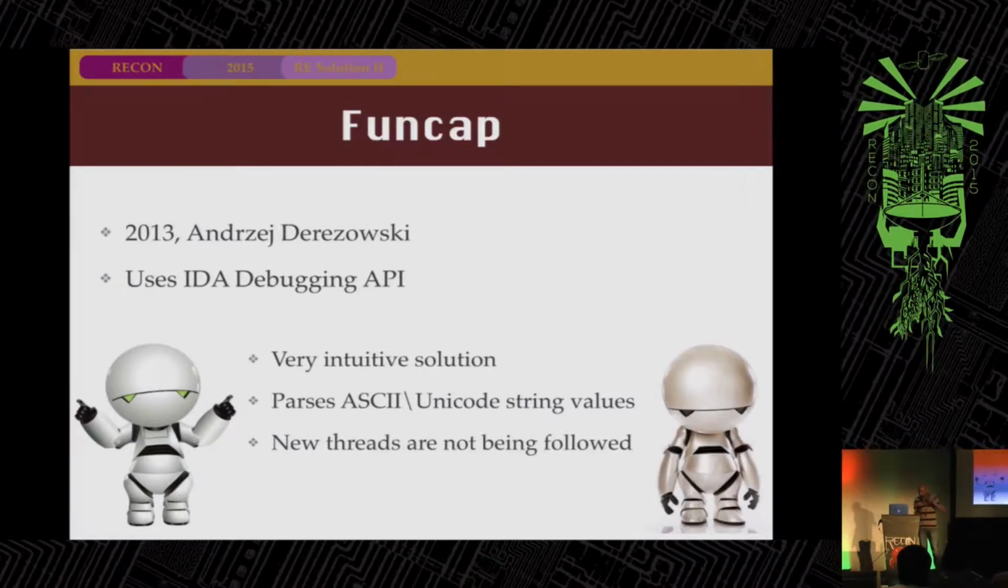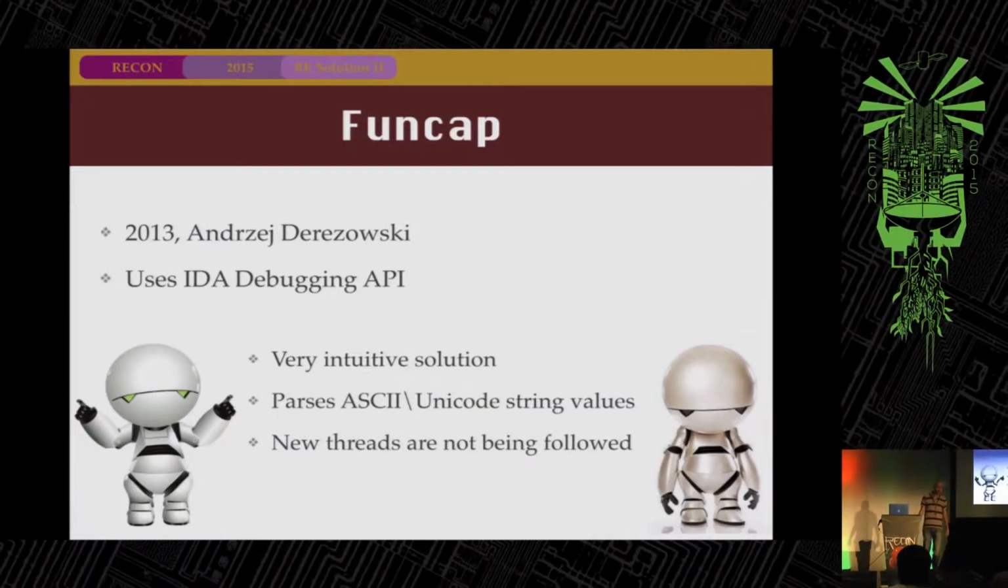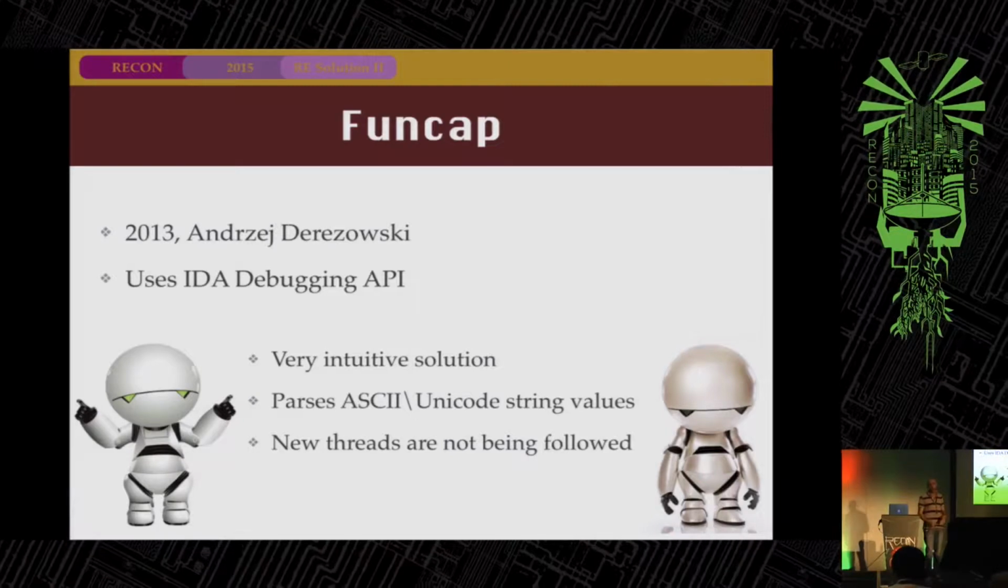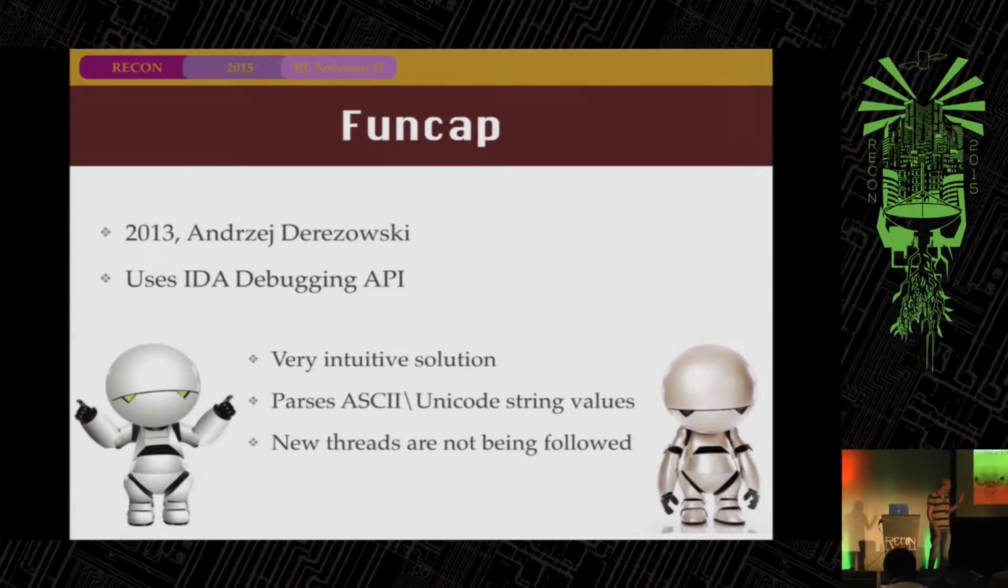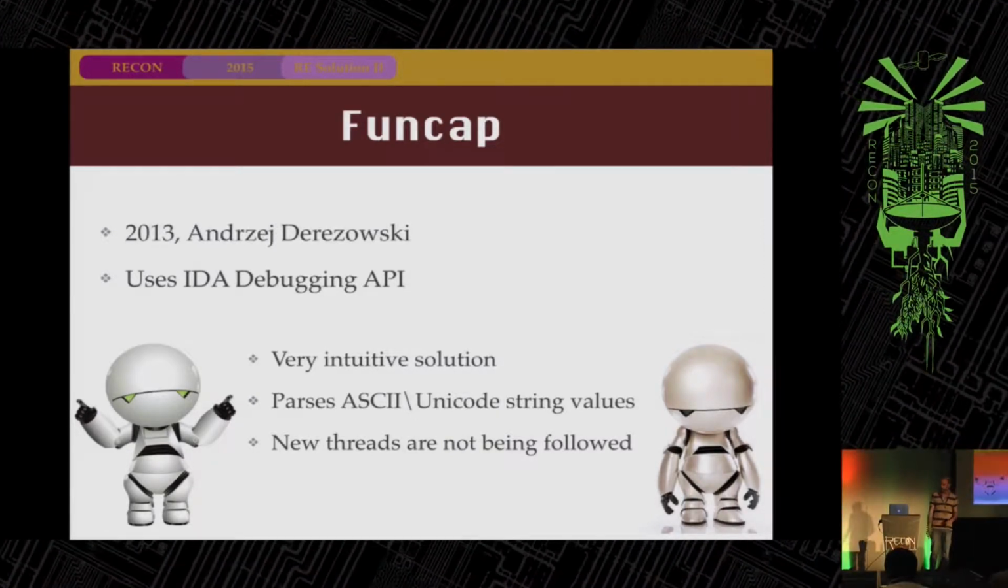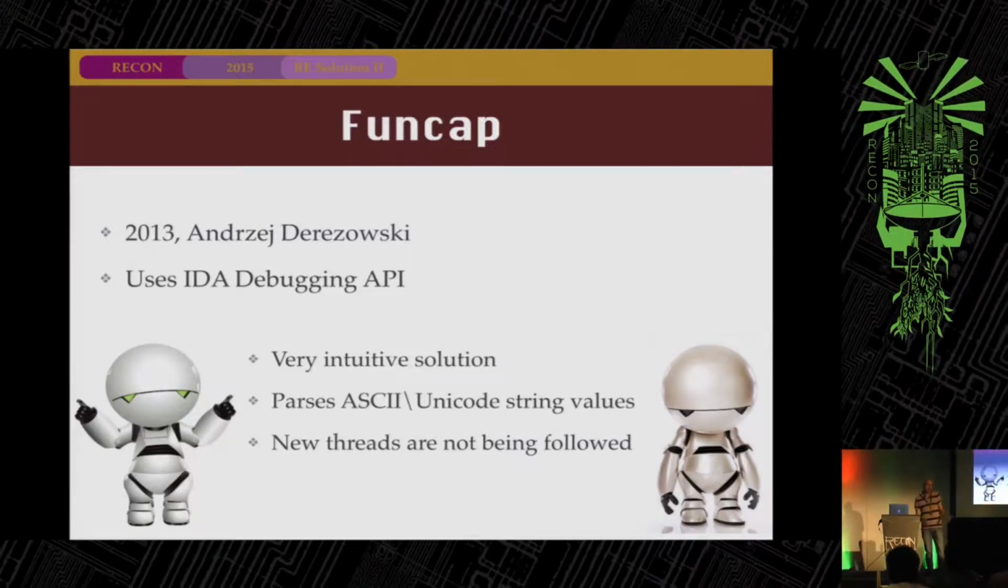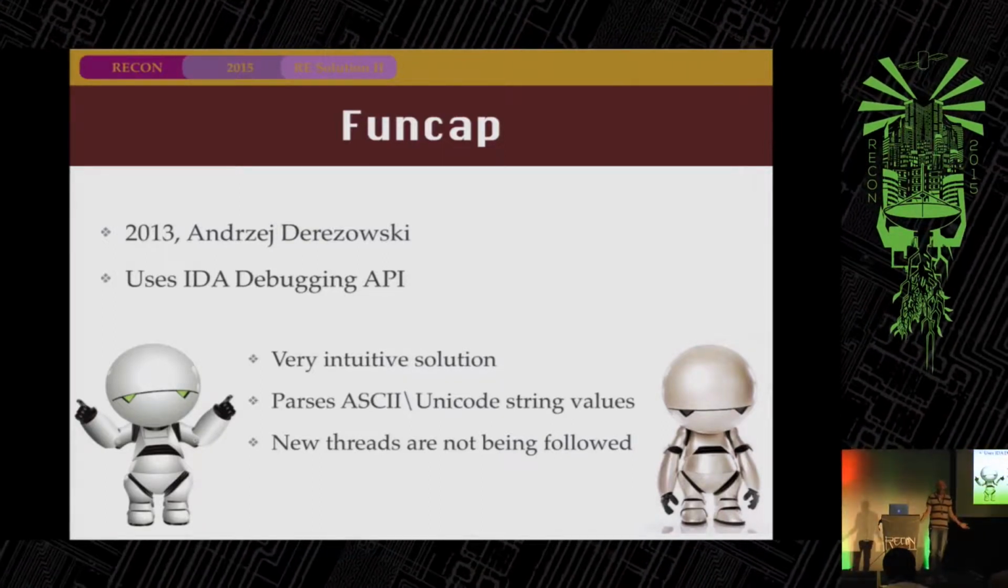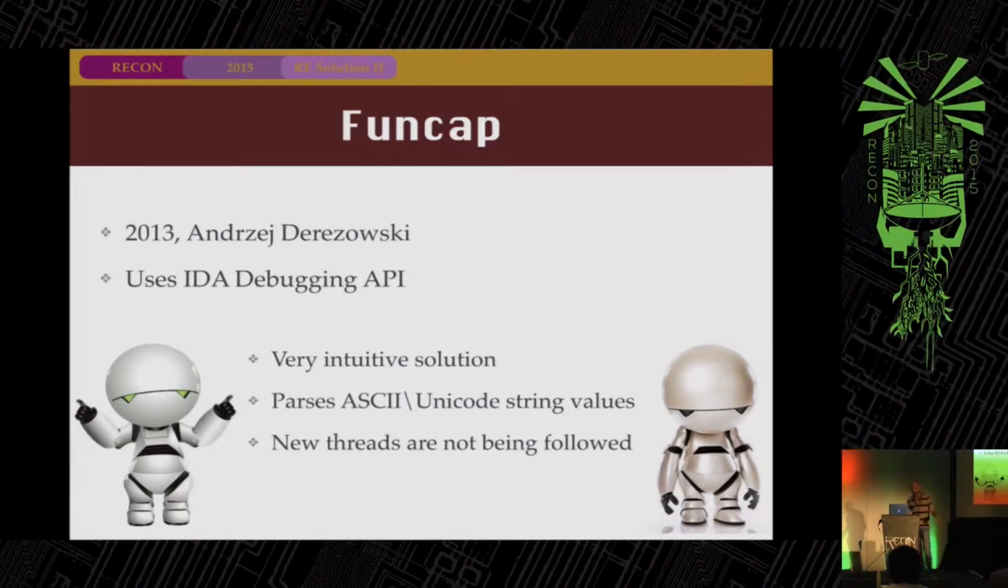Now, the cons about it, that it doesn't really follow any new thread. So if your executable is creating any new thread, then Funcap will be completely blind to it. And that could actually be a problem when dealing with almost every binary we're working with.